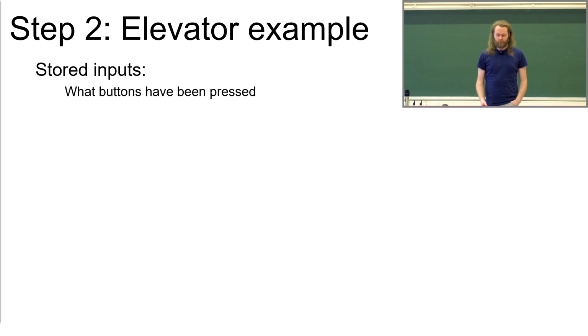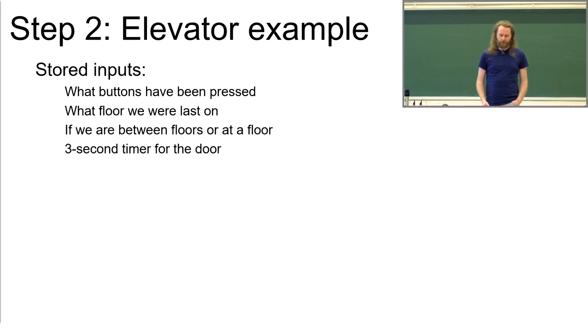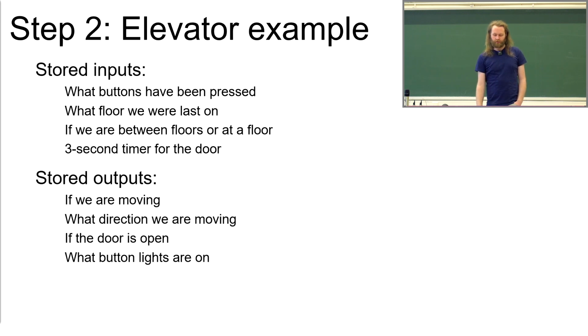So for stored inputs, what are the things that we could store? These are the things: what buttons have been pressed, what floor we were on previously, whether we are between floors or at a floor, and what floor we're at if we are at a floor. The 3-second timer for the door, like when it started or when it will expire. Stored outputs: if we are moving, what direction we're moving, if the door is open, what the button lights are. So some of these are Booleans, some of these are tables.